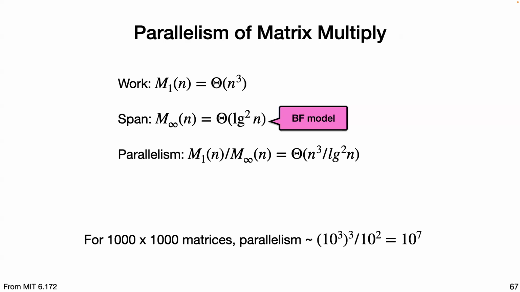So here, just to recap, the work is theta n cubed. The span is theta log squared n. And the parallelism, you divide the work by the span. That is n cubed divided by log squared. LG is log to the base 2, which is also theta. Any constant in the base is theta log, but this is more precise, which is LG. And then the parallelism is quite high. In this example, for 1,000 by 1,000 matrices, the parallelism is something like 10 to the 7.